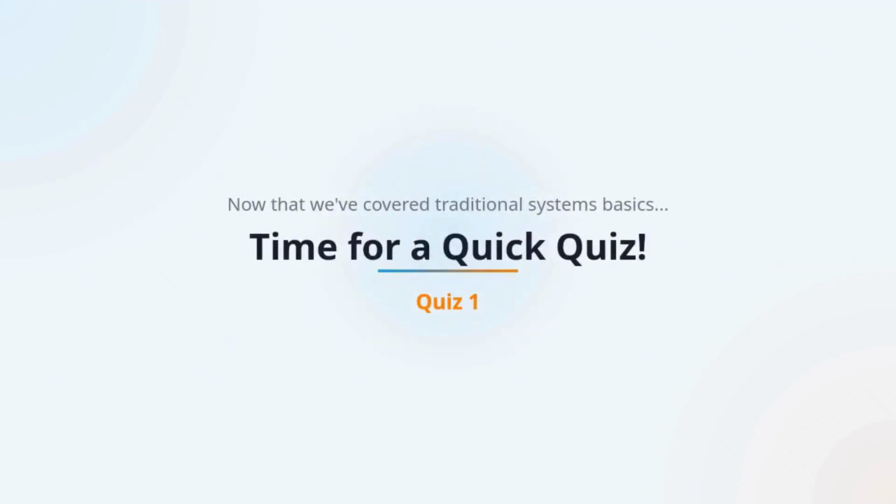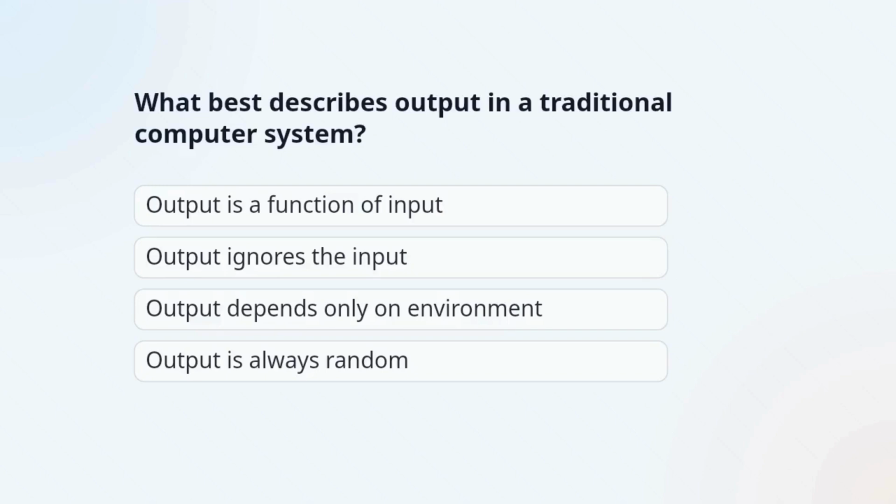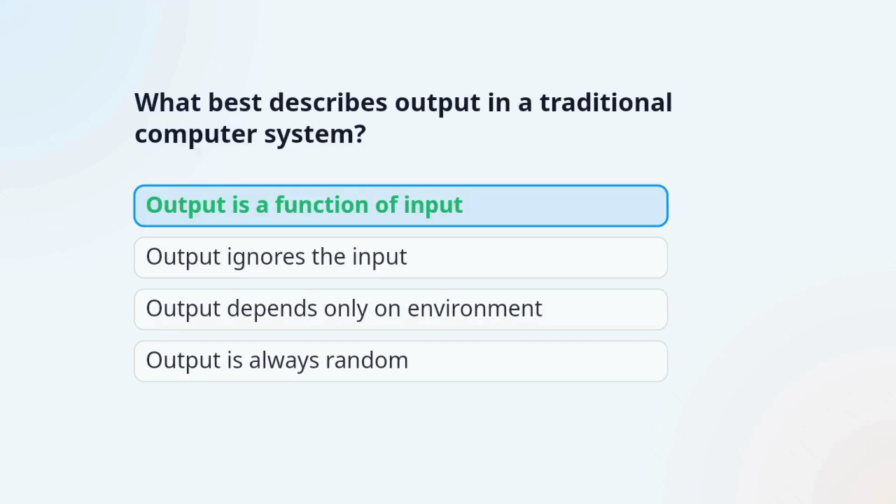Now that we've covered traditional systems basics, let's test what we've learned so far. Here's quiz number 1. See if you can get it right. Question 1. What best describes output in a traditional computer system? The correct answer is output is a function of input. Traditional systems compute output directly from the given input. This is one of their defining characteristics.